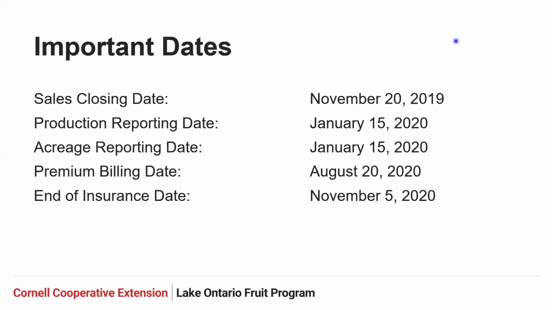The sales closing date this year is November 20th. Talk to your insurance agent to find out what records you need to provide by that date to have insurance for the coming year. So some of the dates: sales closing date, November 20th. Production reporting date, January 15. Acreage reporting date, January 15, 2020. Premium billing date, August 20th, 2020. And the end of the insurance date, November 5th, 2020.